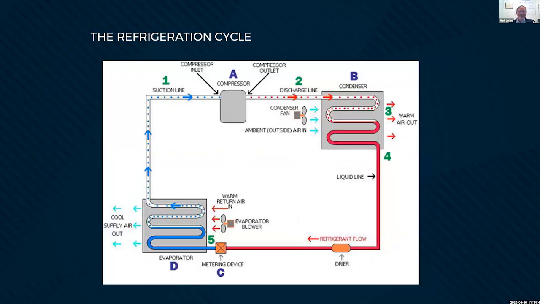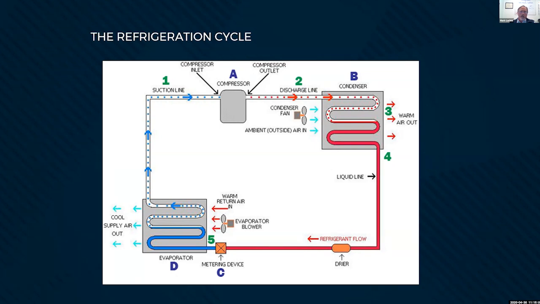All right. So this is what it looks like graphically. Here's the compressor. Basically, this is where we put in the driving force for the system. We spend most of our energy here. There's also a little bit of energy in the condenser fan and the evaporator blower, but that's very small compared to the compressor.